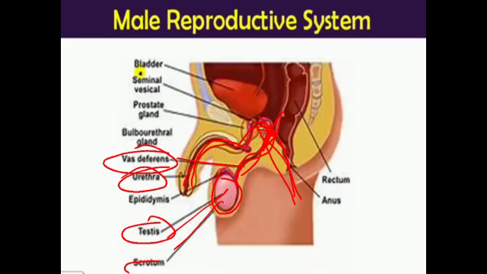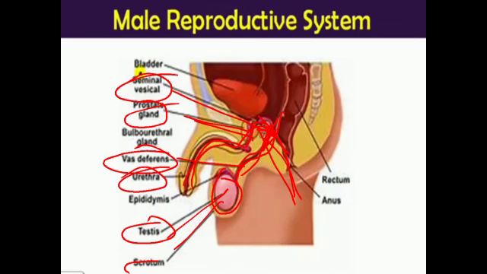Along the path of the vas deferens, glands like the prostate and the seminal vesicles add their secretions so that the sperms are now in a fluid. As we can see, this is the prostate gland, and this is the seminal vesicle. They add their secretion so that the sperm get in a fluid, which makes the transport easier, and this fluid also provides nutrition.